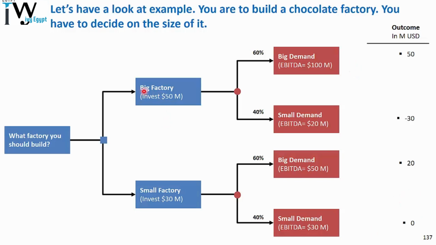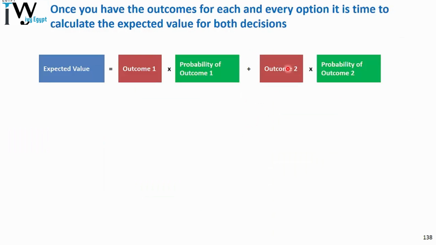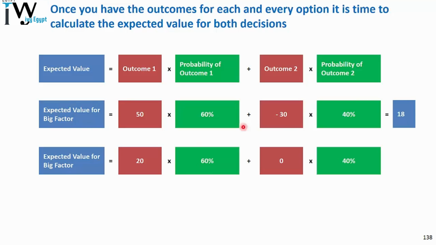So obviously we have to calculate what will be the impact of the big factory given those two different scenarios, and the small factory, using the outcomes we've got here and the probabilities. So we calculate the expected value of each and every option. So we basically have the outcome multiplied by the probability of this outcome, and we add the other outcome multiplied by its probability. So for the big factory, we'll have 50 million multiplied by 60% minus 30 million, which is the small demand result, multiplied by 40%, which is the probability of this scenario. So it means that for the big factory, the expected value is 18 million. And in the same way, we do the small factory.